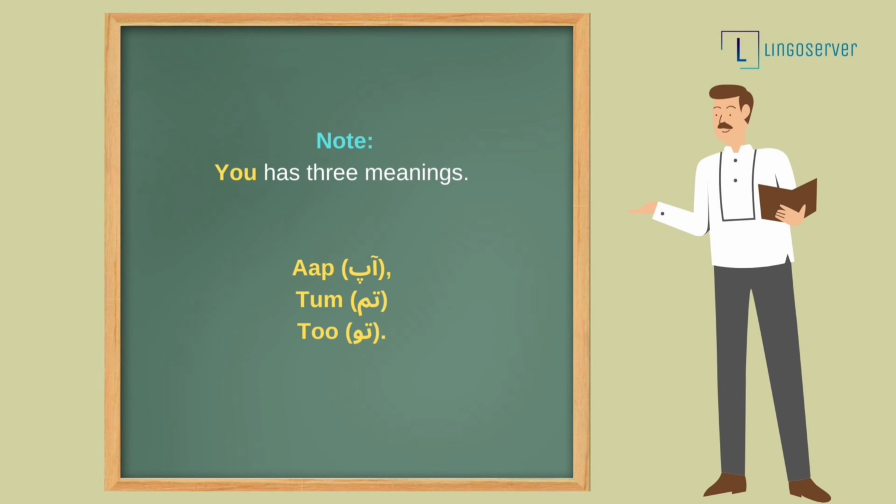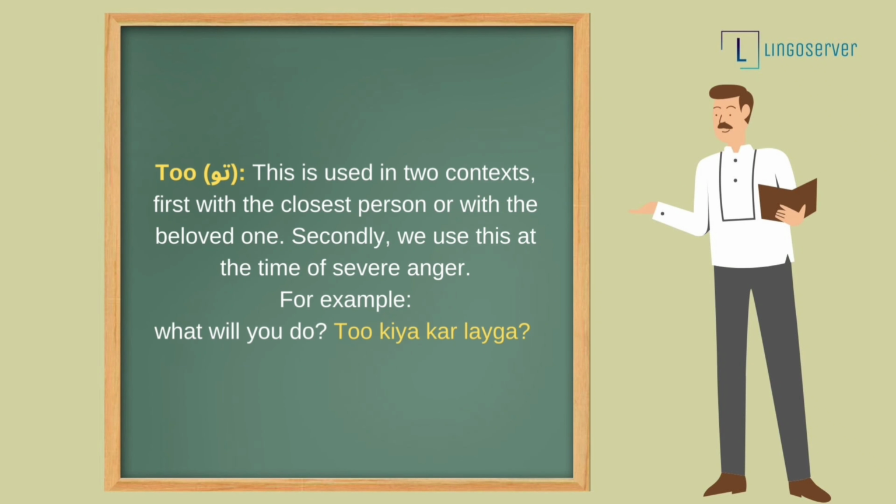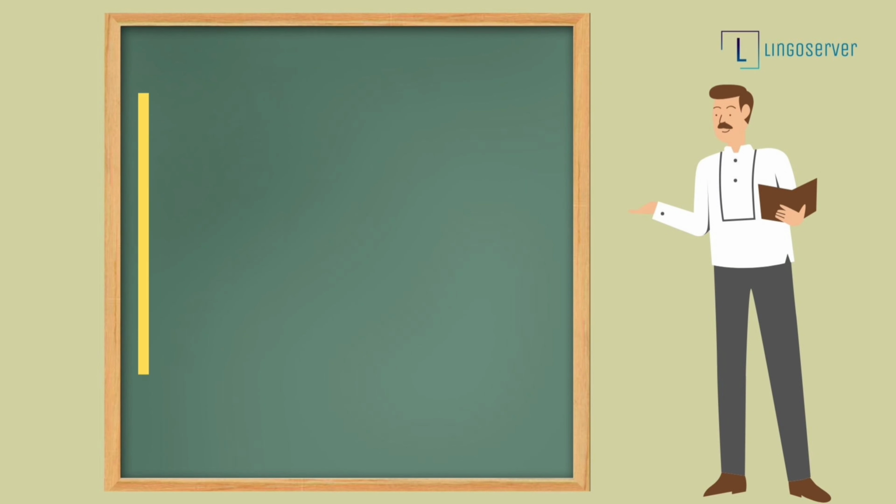तुम is used when we don't respect a person or we use it with a close friend. With तुम, we will always use हो as a sign of hal, as we learned above. तू is used in two contexts. First, with the person who is closest or with the beloved one. Secondly, we use this at the time of severe anger. For example, what will you do? तू क्या कर लेगा? Always remember that तू is always used in the context of singular, and we always follow the rules which have been created for singular.